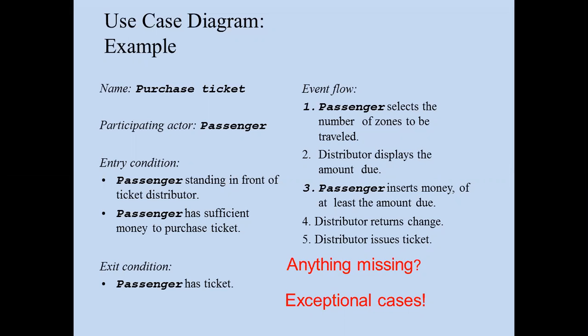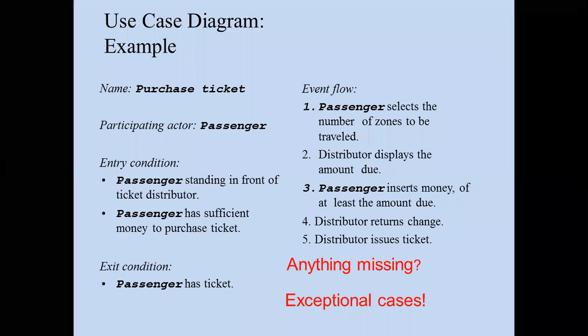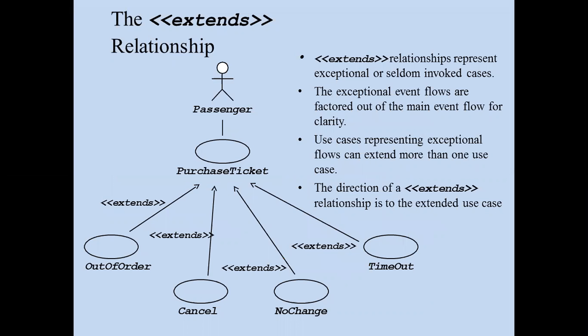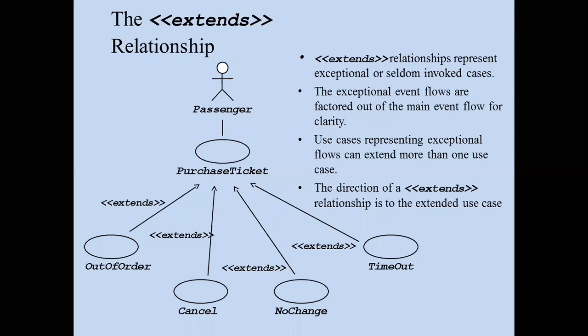Then what is the event flow? The passenger selects the number of zones to travel. Then the distributor displays the due amount. Then the passenger inserts money, at least the due amount. Then the distributor returns the change and issues the ticket to the passenger. This is the simple use case diagram. Here you can see the relationship in use cases, extends. Here you can see the passenger, this is the actor.